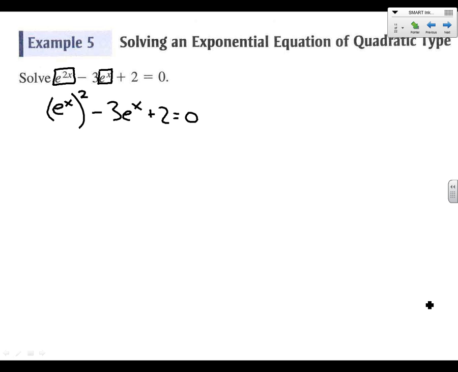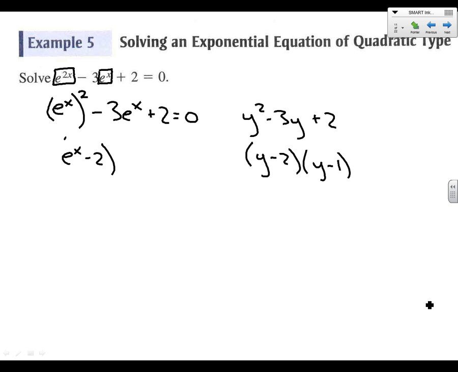And what we basically have here is the equivalent of y squared minus 3y, I'm just using y as a placeholder variable, plus 2. Could we factor this? Sure we could. This is y minus 2 and y minus 1. So the equivalent over here with the e's is e to the x minus 2, e to the x minus 1, that equals 0. So we'll go ahead and solve this. e to the x equals 2 or 1.